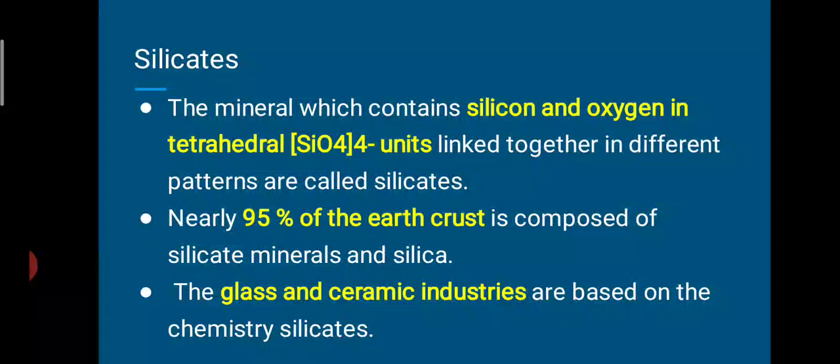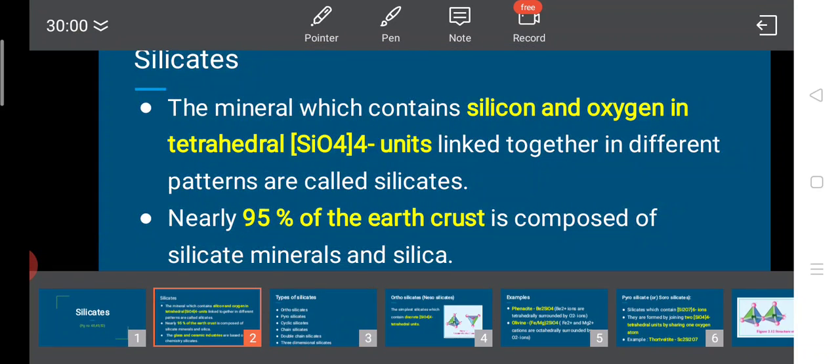Nearly 95% of the earth's crust is composed of silicate minerals and silica. So the glass and ceramic industries are based on the chemistry of silicates.